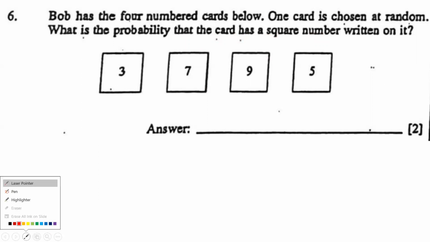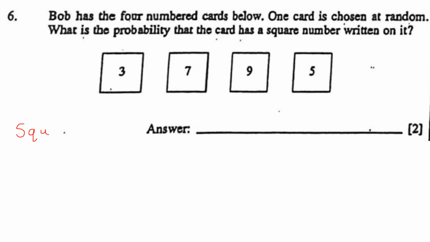And so you have to know what is a square number. A square number is basically a number that is a product of a number multiplied by itself.